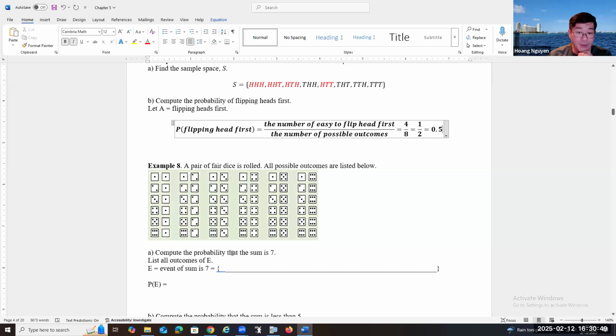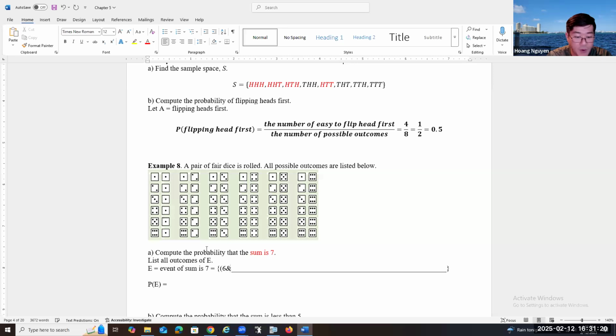Now compute the probability that the sum is 7. Among the 36 possible outcomes, how many of them are gonna give you the sum of 7? The sum of the 2 faces is gonna be 7. So let's list the possible outcomes that give you a 7. We can have this group right here.